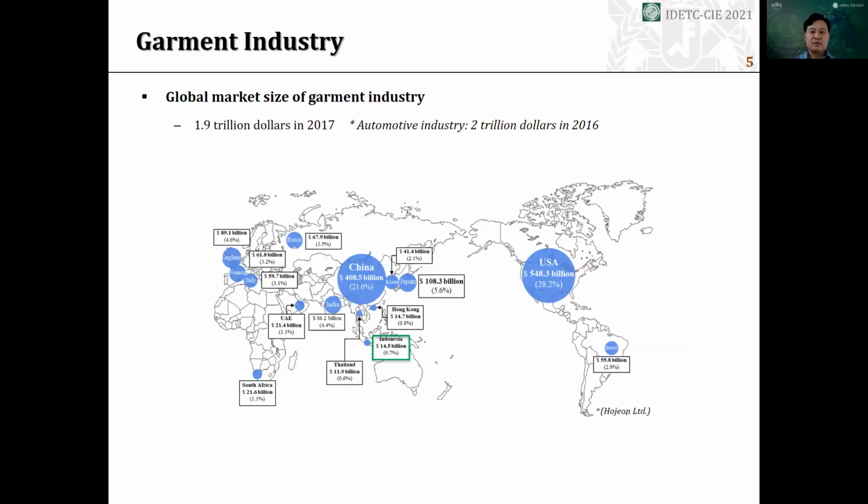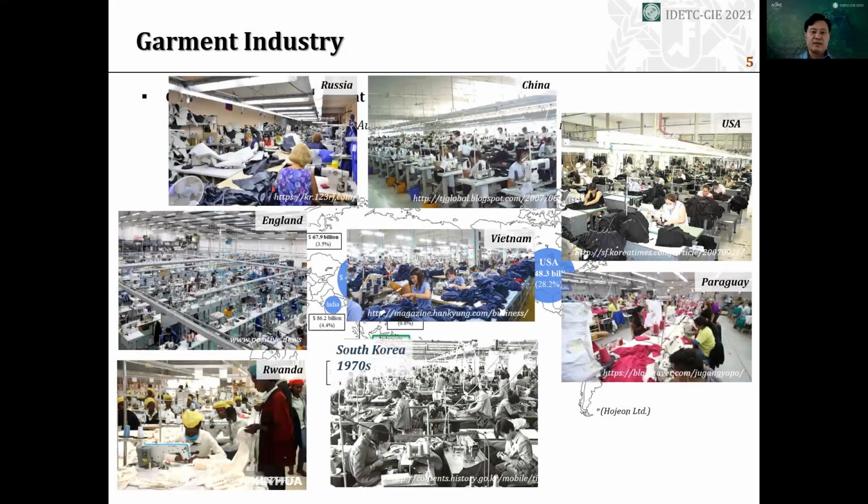Although the garment industry has a global market size similar to that of the automotive industry, it is interesting that almost all garment factories in the world operate in a similar state. This is not much different than 50 years ago.